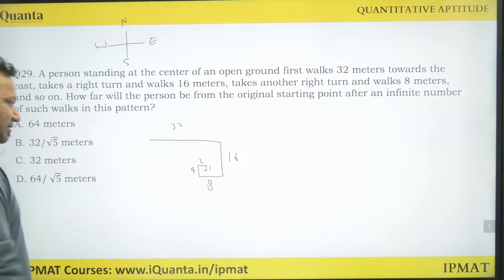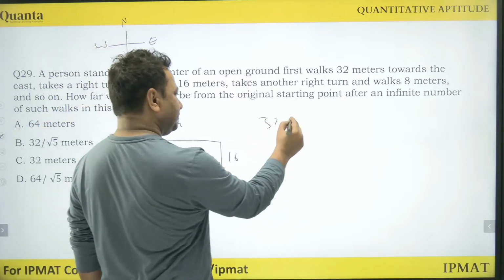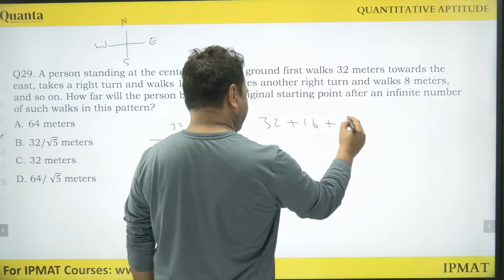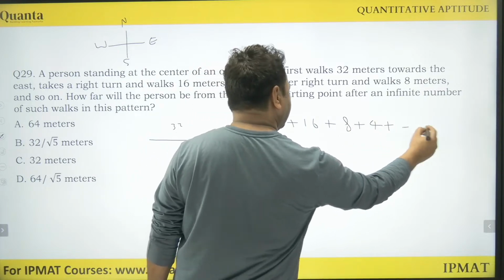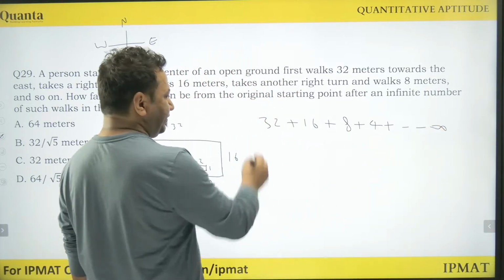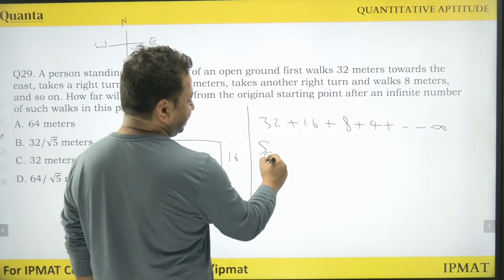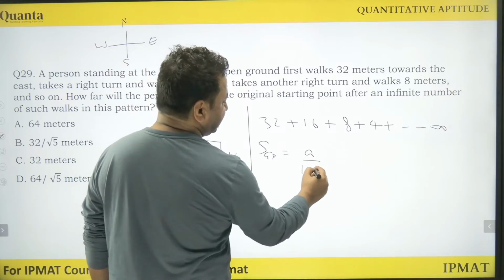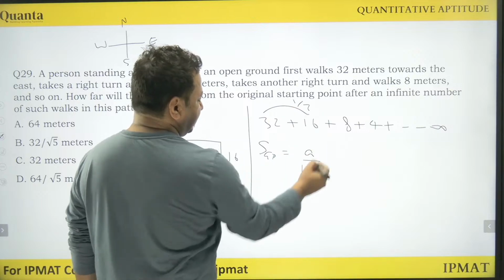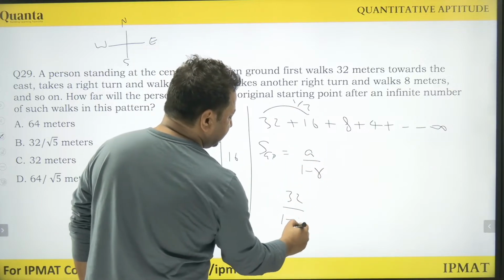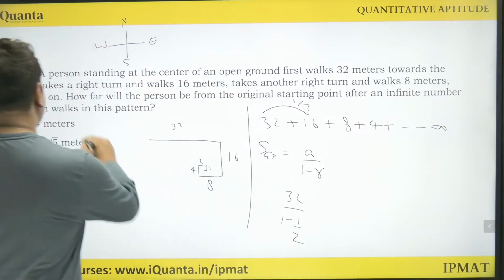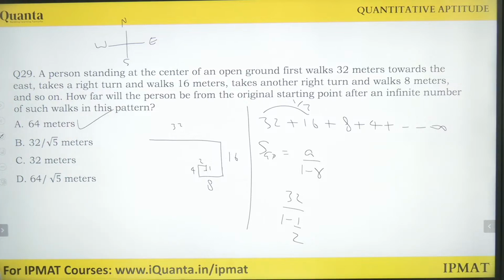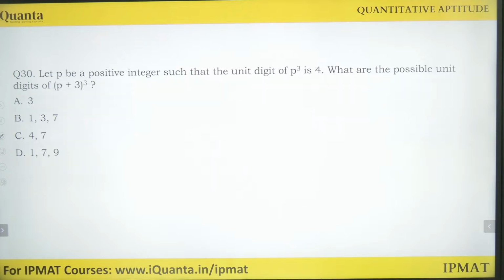So how much distance has he traveled? It is 32 plus 16 plus 8 plus 4 and so on infinitely. Here we can use the sum of geometric progression. It is first term upon 1 minus common ratio. Common ratio is 1 by 2. Let's put it there. 32 upon 1 minus 1 by 2. If you solve it, you'll get 64 meters as the correct answer. Clear? GP. So we have picked up questions from all the possible topics.